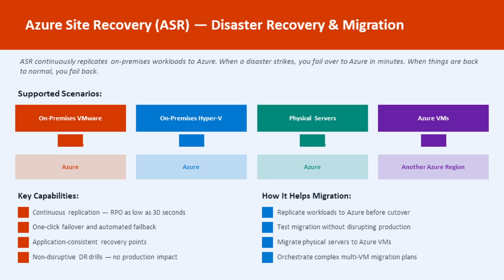For disaster recovery purposes, ASR offers continuous replication with a recovery point objective as low as 30 seconds for VMware workloads. Failover can be triggered with a single click. Recovery plans can orchestrate the startup sequence of multiple machines in the correct order. And critically, you can run non-disruptive disaster recovery drills, testing your failover without affecting production at all.